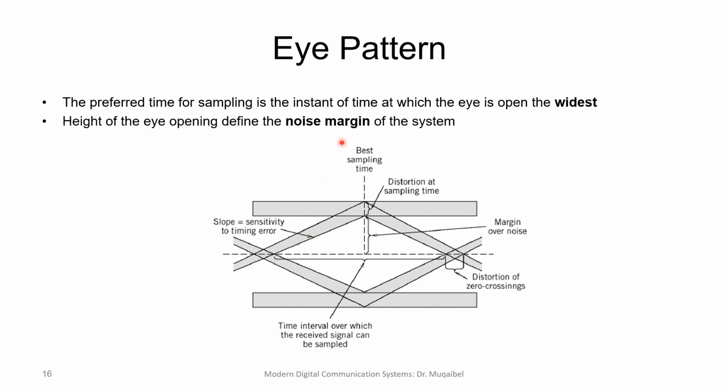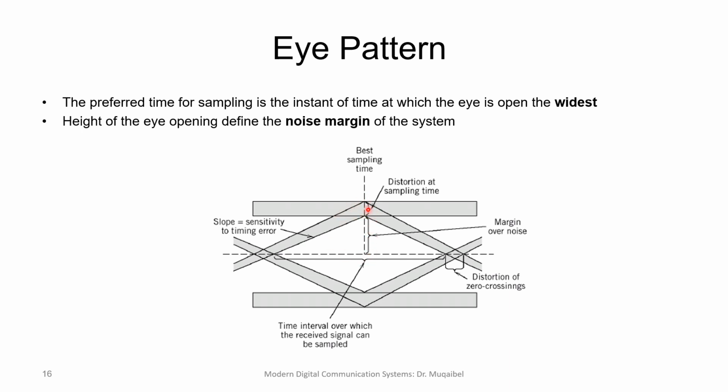From the eye diagram, we can extract many things. We'd like to have the widest possible eye opening because this allows you to sample at any time. Remember, this is positive, this is negative. This is just a result of ISI. So I can sample, and this is the best sampling time. But if the eye is wide open, I can still sample here, of course with less error. This is the margin over noise. This is the amount of eye opening that we have, and it's also called noise margin.